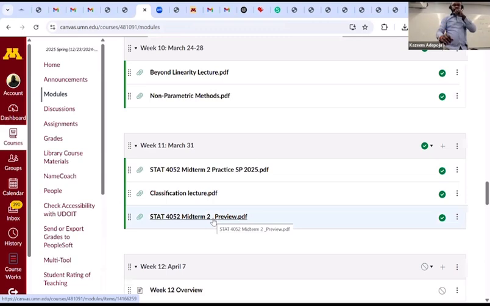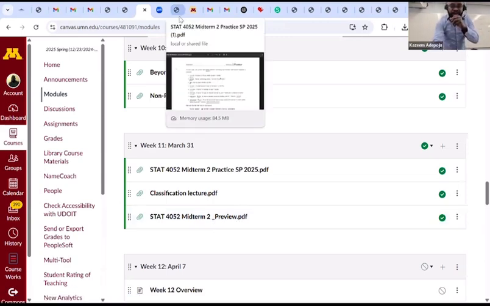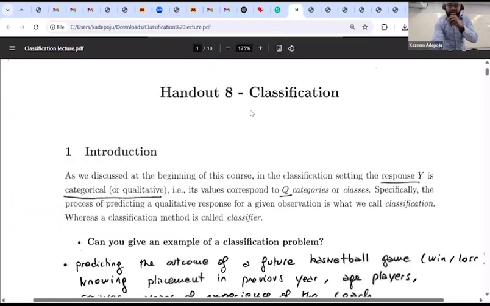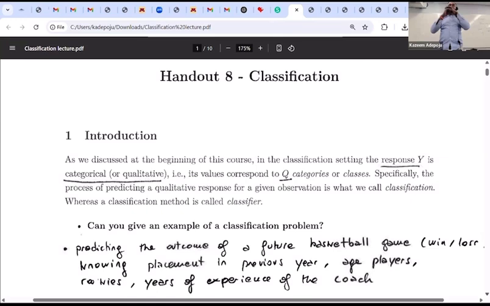to focus on. Right now, we're starting a new chapter. Of course, what I'm going to start right now will not feature in midterm two. Now I want to start classification.